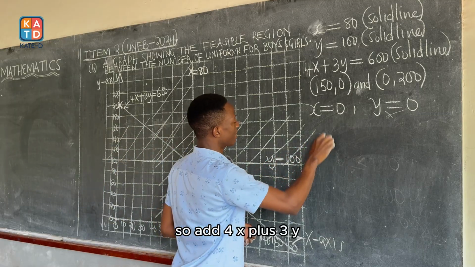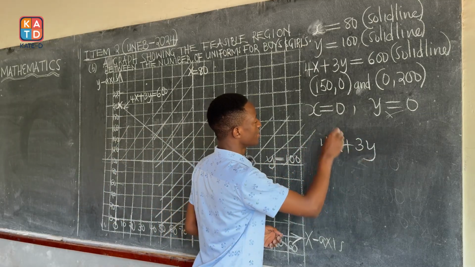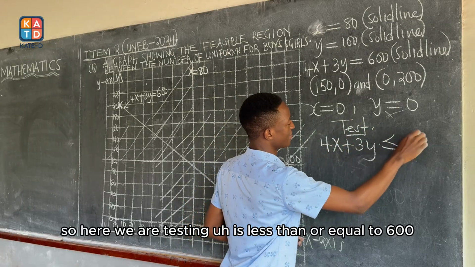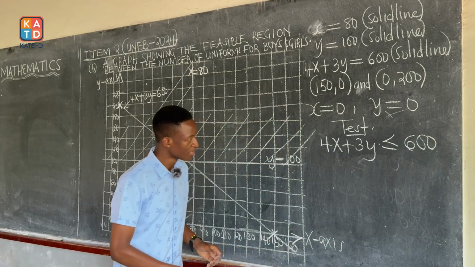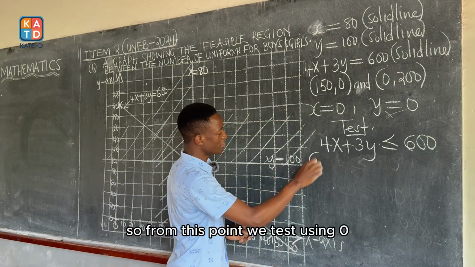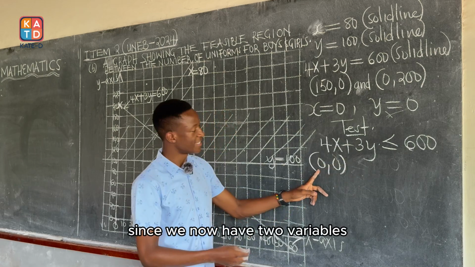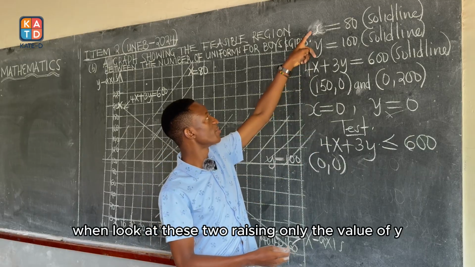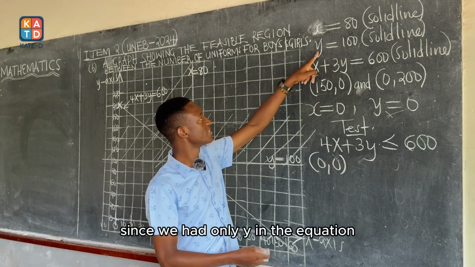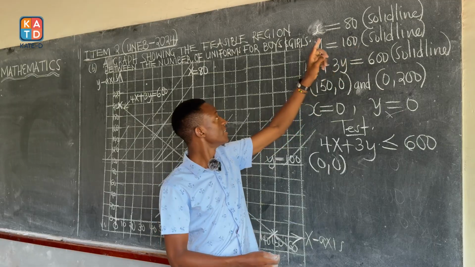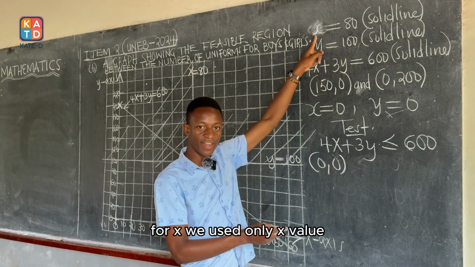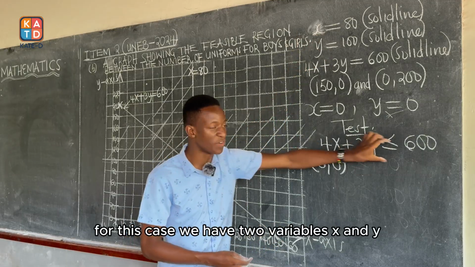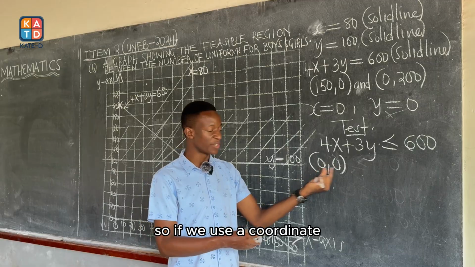So we had 4x plus 3y, and here we are testing whether it is less than or equal to 600. From this point, we test using (0, 0). Now it's a coordinate since we now have two variables within the same equation. For the earlier ones, we used only the value of y since we had only y in the equation, and for x we used only the x value since we had only x in the equation. For this case, we have two variables, x and y, so we use a coordinate.